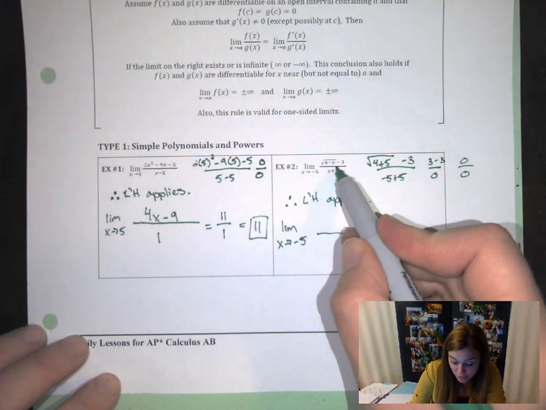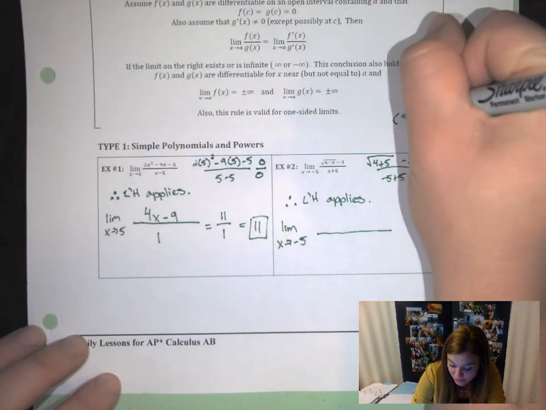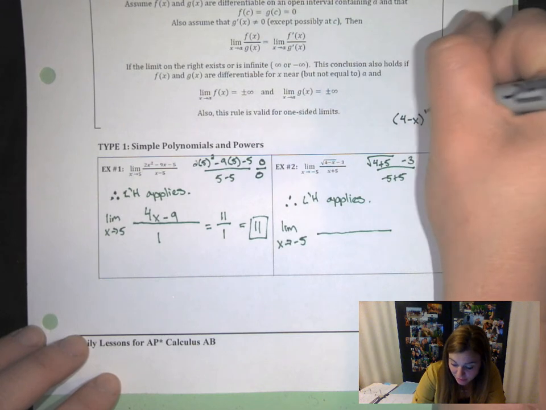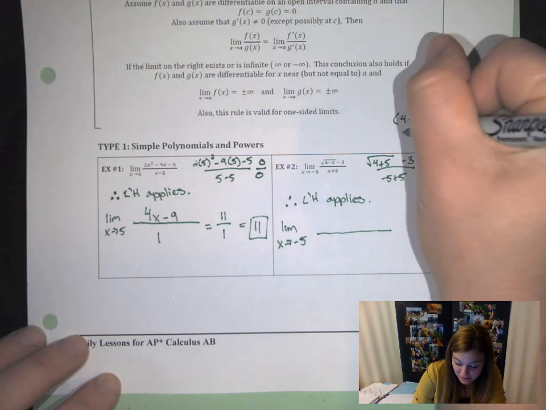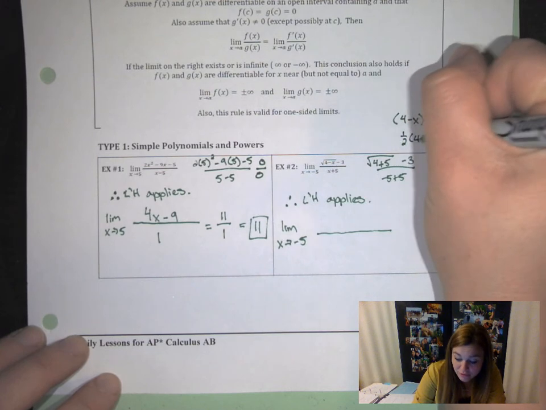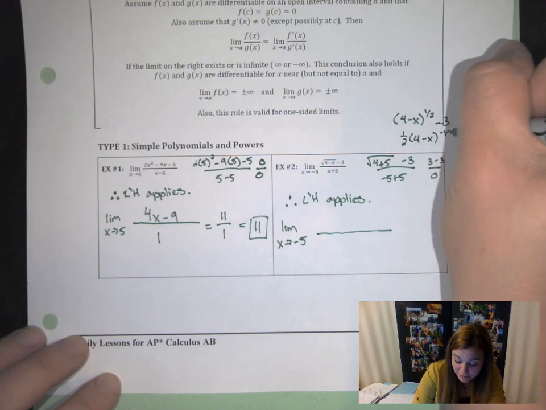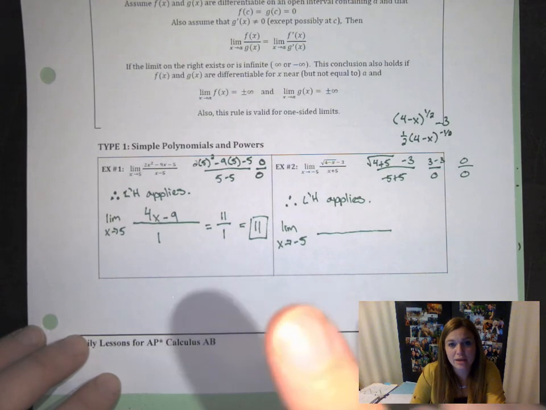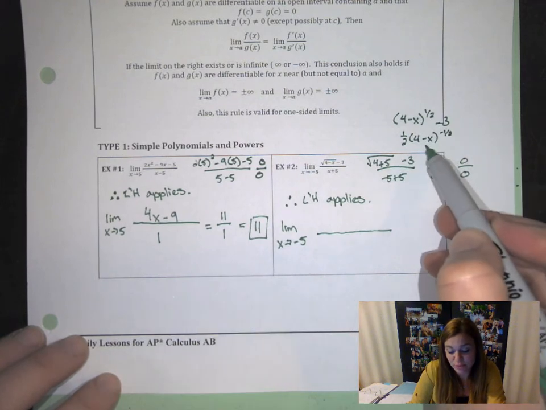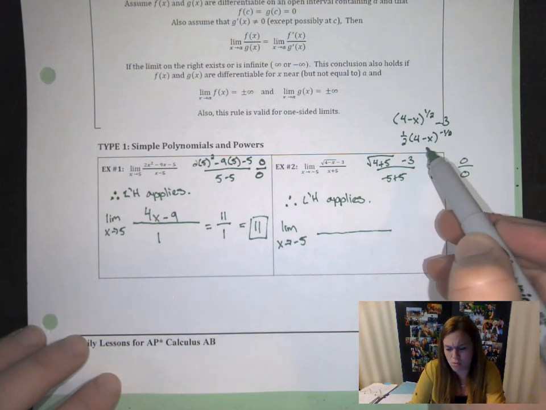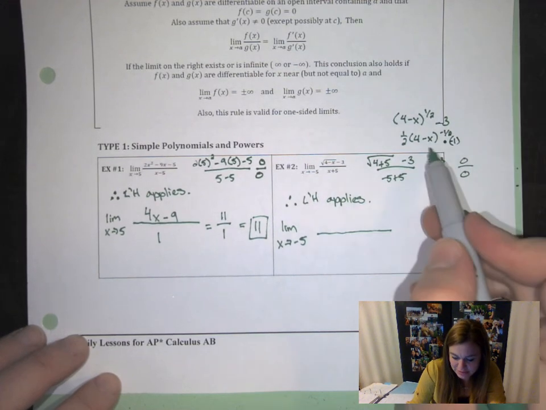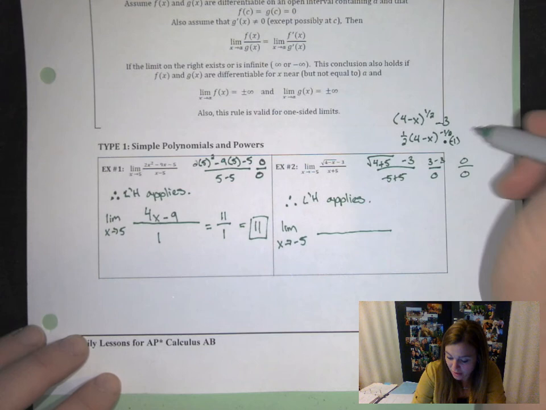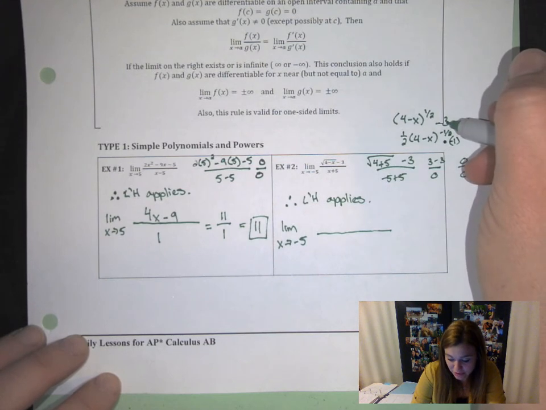So I'm going to take the numerator, which somewhere on the side I'm just going to write 4 minus x to the 1/2 power minus 3. If I take the derivative of that, I would get 1/2 times 4 minus x to the negative 1/2 power. Don't forget, this is the chain rule because I've got a function within a function. Wow. Let's take the derivative of the inside times negative 1, because that's the derivative of negative x. The derivative of negative 3 is 0.